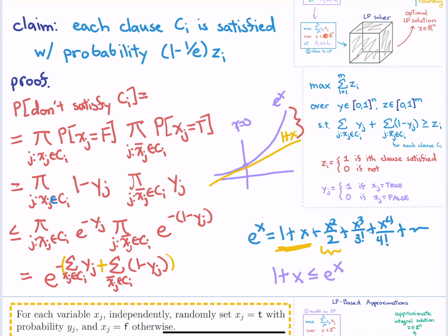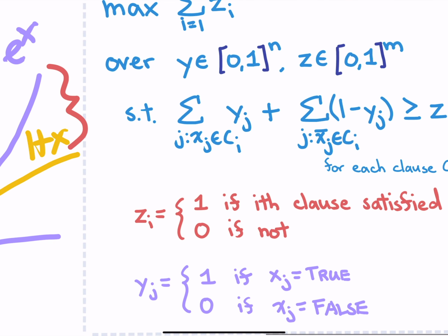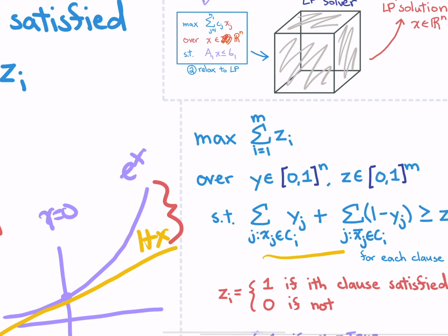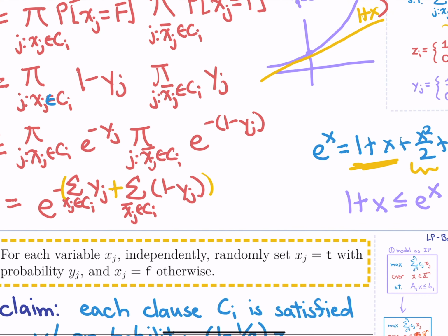Yeah, so we have this constraint. We have this thing. That summation, I guess you guys can't quite see it, that summation is at least zi. Okay. So this thing, let me change colors, let me do this one, is less than or equal to e to the negative zi.